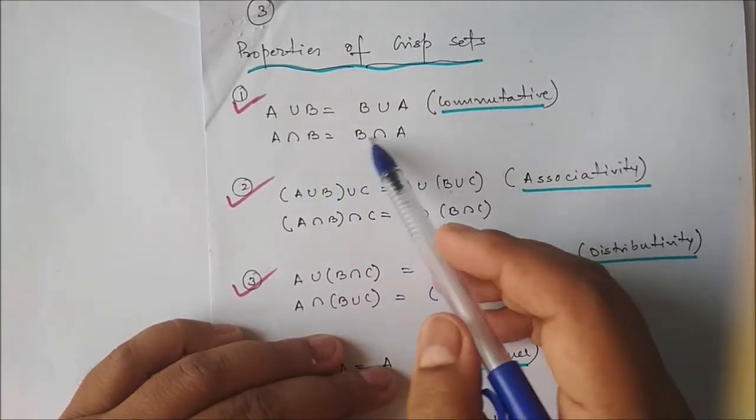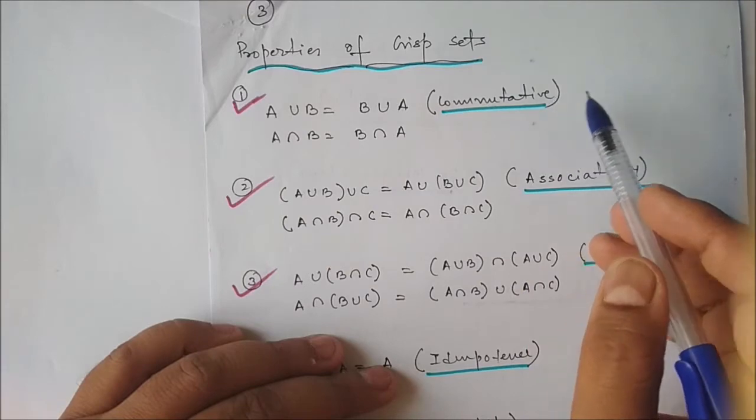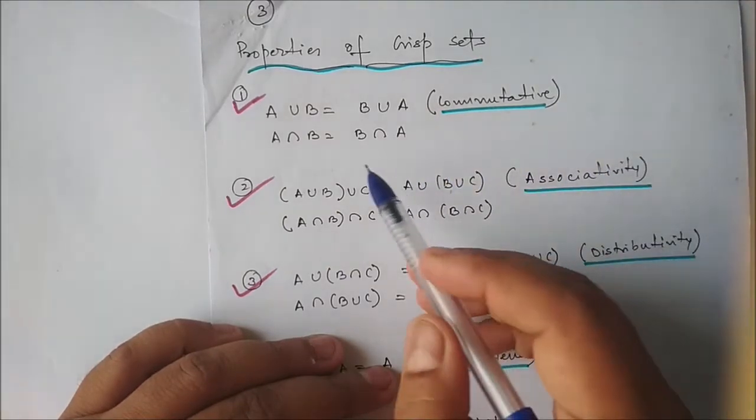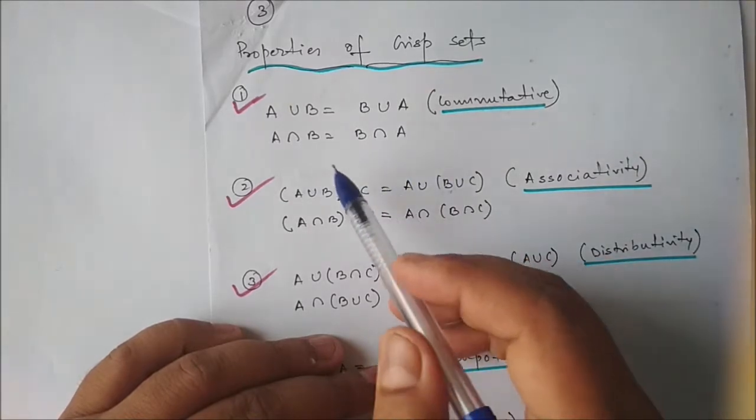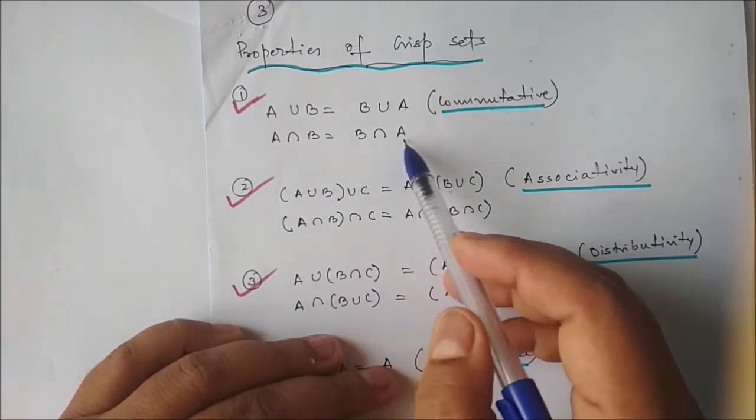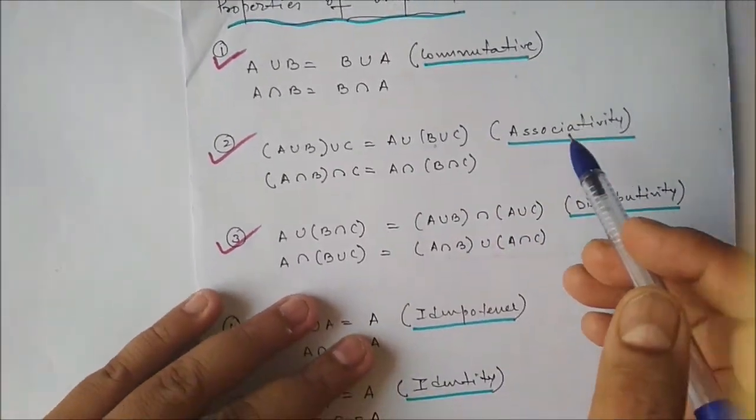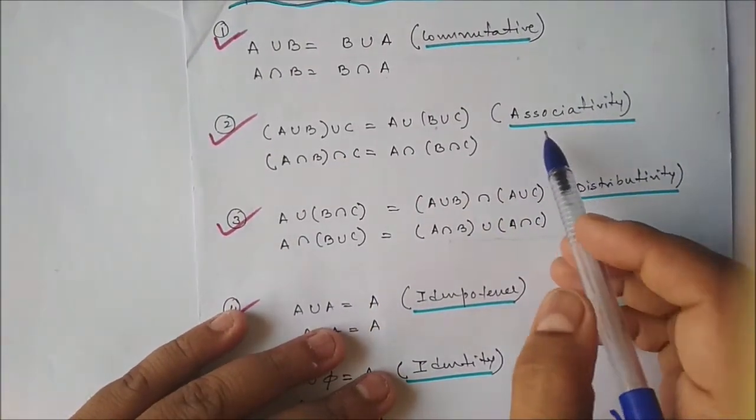So we can prove it. We can take one example, say A is equal to 1 2 3 4 5 and B is equal to 4 5 6 7 8. We can check A union B is equal to B union A. Similarly, A intersection B is equal to B intersection A. But in this video I don't want to explain each and everything. This is a very simple one.